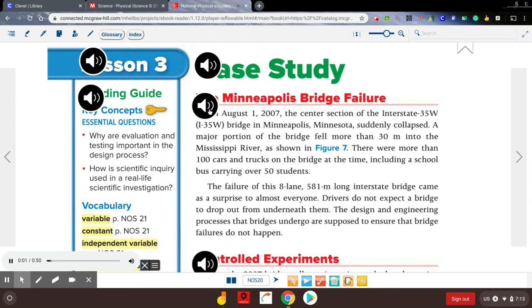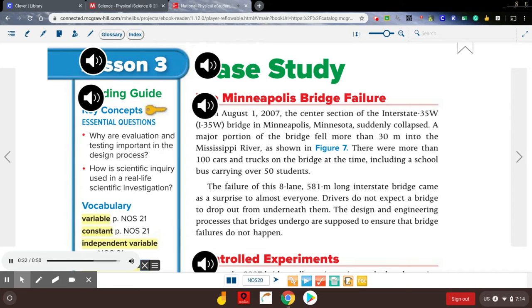The Minneapolis Bridge Failure. On August 1, 2007, the center section of the Interstate 35 West, I-35 West, bridge in Minneapolis, Minnesota, suddenly collapsed. A major portion of the bridge fell more than 30 meters into the Mississippi River, as shown in Figure 7. There were more than 100 cars and trucks on the bridge at the time, including a school bus carrying over 50 students.